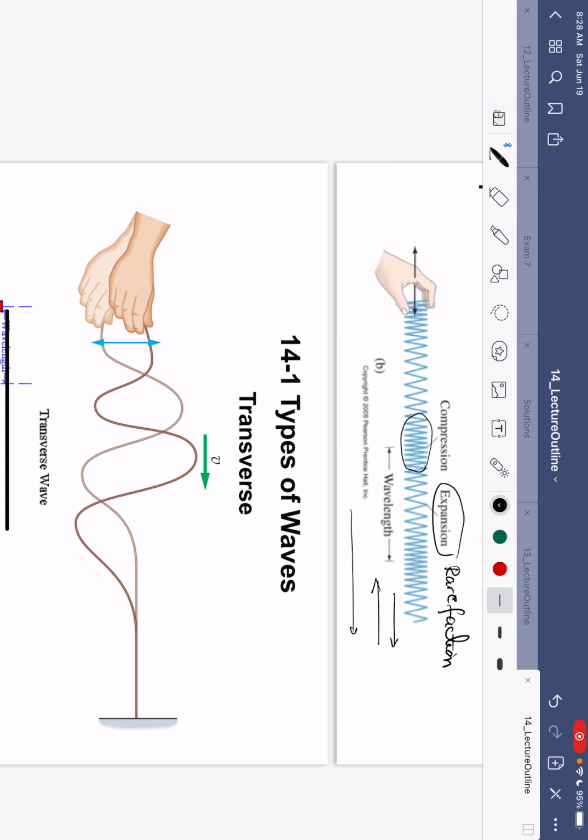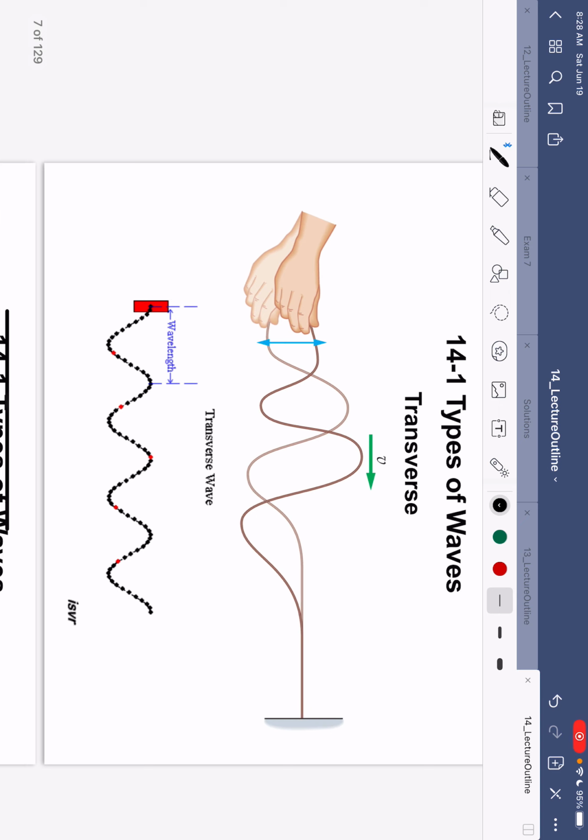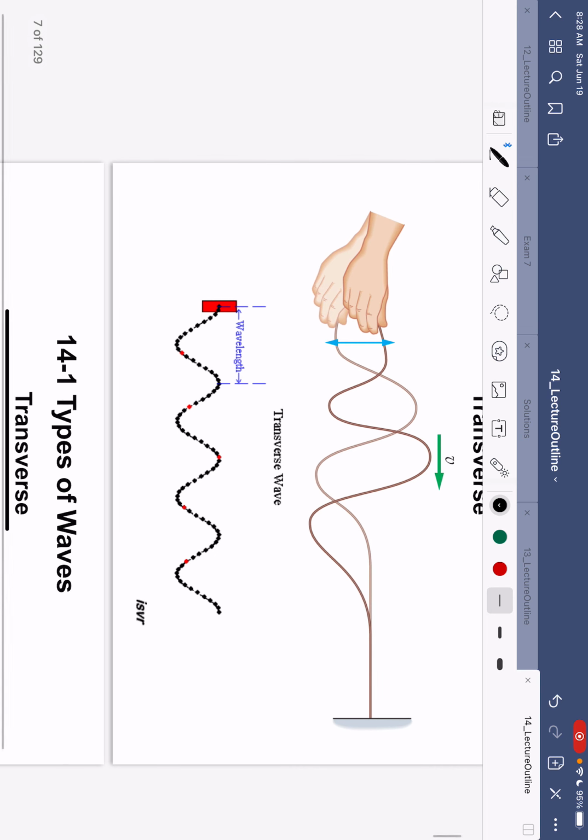All right, this is really explaining to you the two different types. And as I said, for the transverse, the vibration is perpendicular to the motion of the wave. Now, the wavelength is defined as the distance between any two successive crests or any two successive troughs. This is lambda.